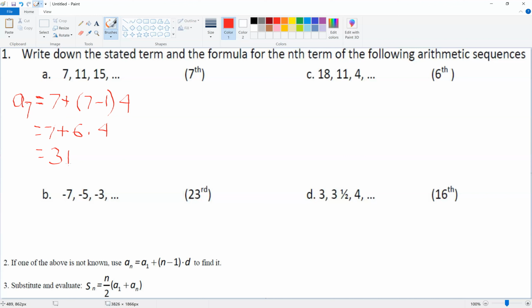All right, Aiden, number B. For B, what I did was Un equals U1 plus n minus 1 times d is the formula, and then I substituted, so I did U23 equals, instead of A, I just used U, because in the IPHL thing, that's what they did. That's fine. But I did U23 equals negative 7 plus, in parentheses, 23 minus 1, close parentheses, times 2. And when I calculated that, I found it to be 37. So this is 22, 44, which is 36.